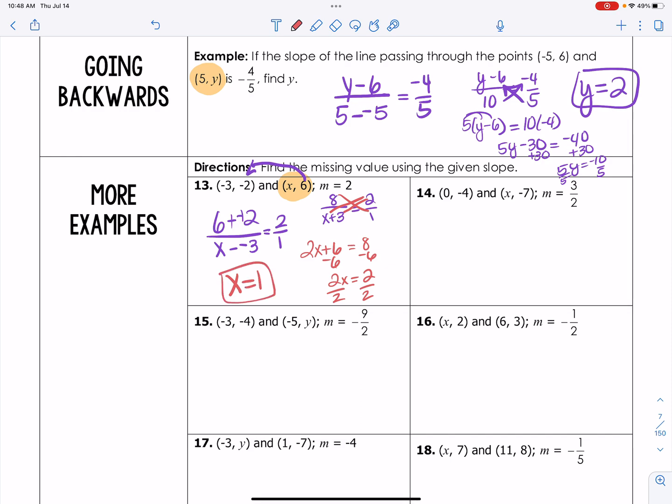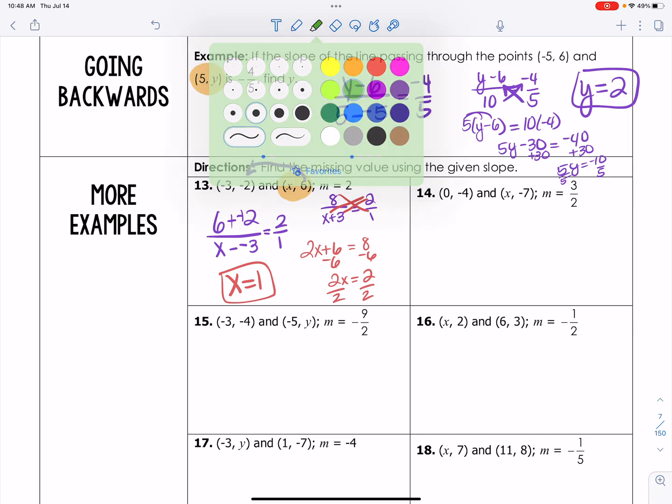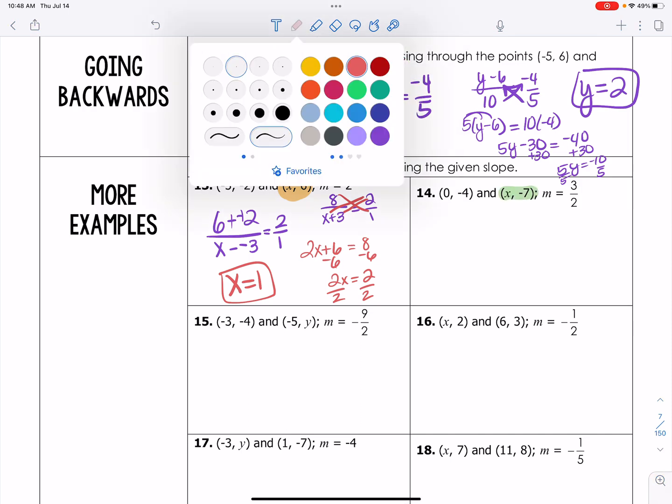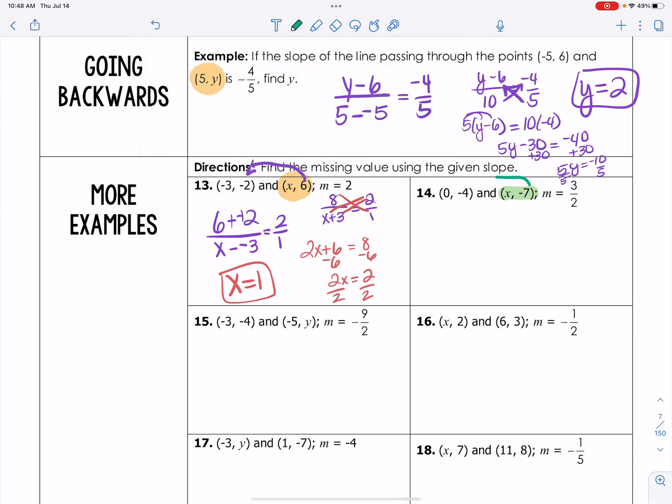Okay, so let's take a look at one more of these. I like to start with the x, because then when you subtract, it's not going to be negative. So I would do negative 7 minus negative 4 over x minus 0 equals 3/2. Minus a negative, you end up with negative 3 over x equals 3/2. Now this one you might be able to look at and figure out what it is, but if you can't, that's fine. I'm just going to cross multiply. 3x equals negative 6, divide by 3, and x equals negative 2.